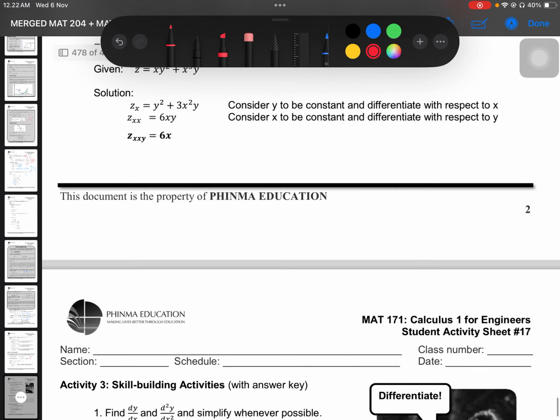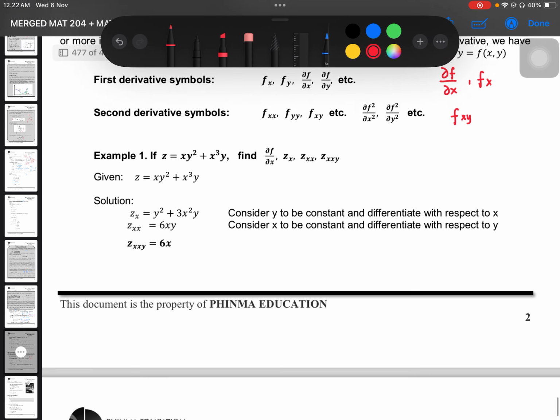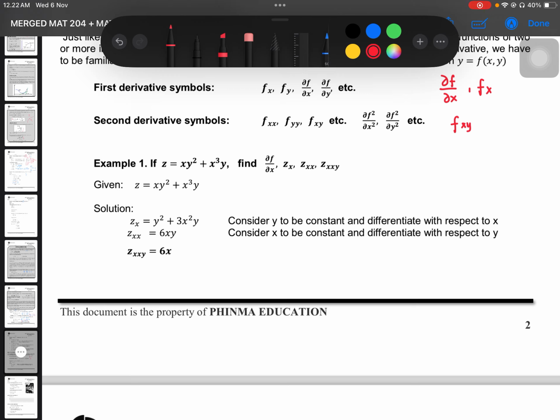So, let us have this example. Okay. So, if z is equal to xy squared plus x cubed y, find partial derivative of f with respect to x, partial derivative z of x, zxx, and zxxy. Okay.